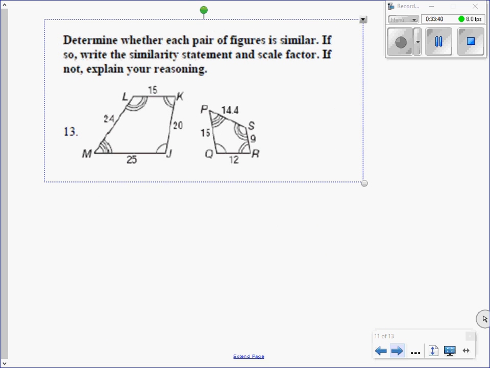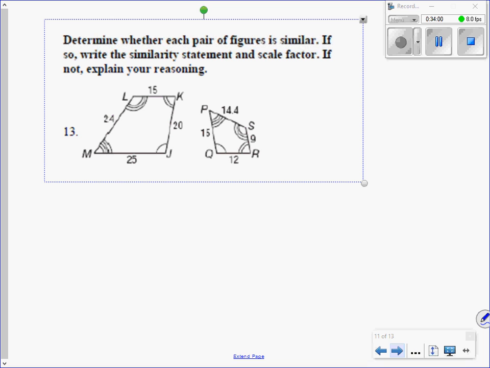Determine whether each pair of figures is similar. If so, write the similarity statement and the scale factor. So the angles are good. Based on the angles, these two would be similar.